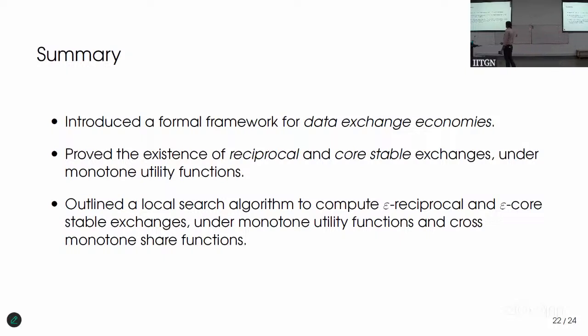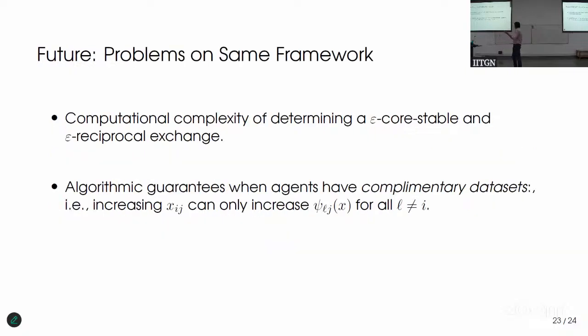All right. So going forward, two obvious problems in the same framework: what is the computational complexity of determining an approximate core-stable and approximate reciprocal exchange, very generally speaking? If you don't make any assumptions like submodularity, most likely it is hard, but we don't prove any results. So this is open. Another interesting subcase that arises quite frequently in practice is when agents have complementary data sets. This is not covered in our case. Complementary data sets is essentially supermodularity in the utility functions.